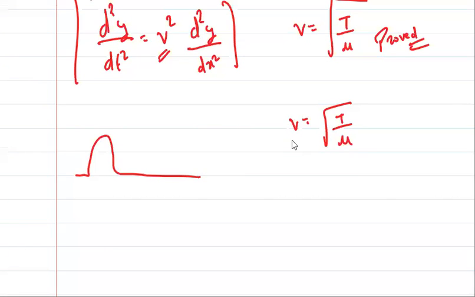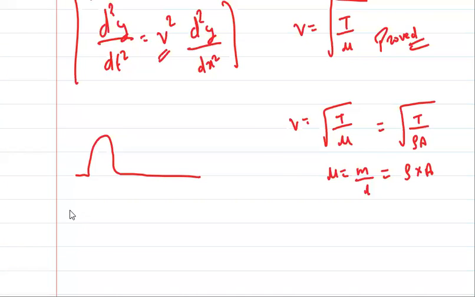This is what we will be using, and we know that mu, which is mass per unit length, can also be written as density into area. So this can also be written as root T by rho A, which we derived. Now this is for what? This is for transverse wave.